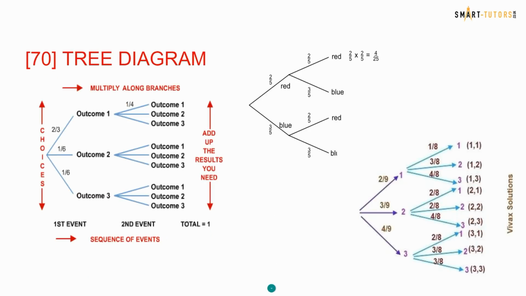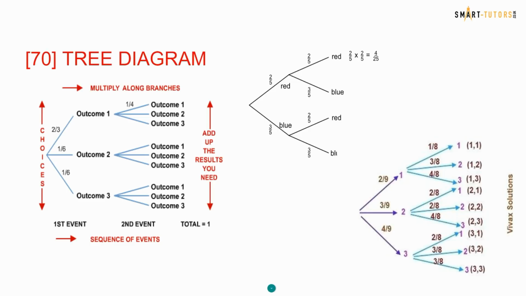Topic number 70. Tree diagram. In the tree diagram, if there is an event happening, the event has some outcomes. For an example, if you are rolling an ordinary die with 6 faces, 6 outcomes can happen. It can be 1, 2, 3, 4, 5, or 6, each with 1 upon 6 probability. In this diagram, outcome 1, outcome 2, outcome 3 are the 3 options in, let's say, a football match. It can be draw, win, or lose.